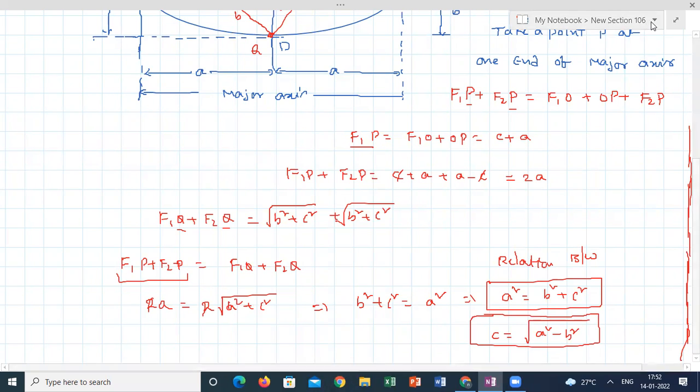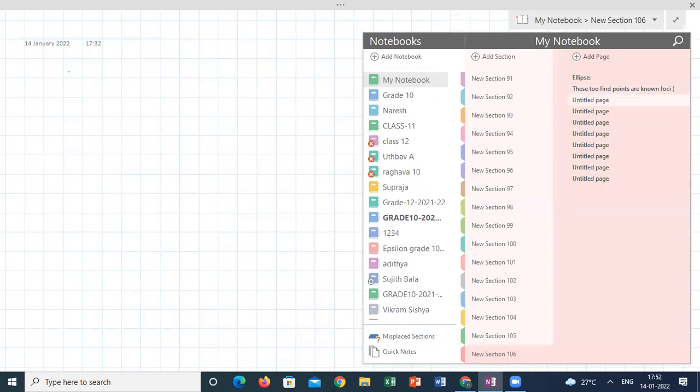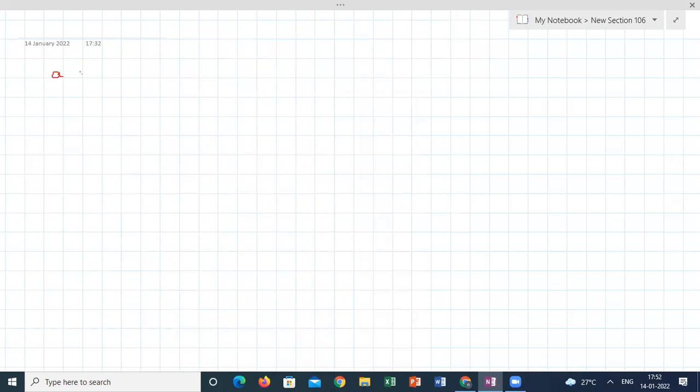Special case: a circle is a particular case of an ellipse. How can we discuss this? Sir, if A equals C. Super. A is equal to C, or A is equal to B? Sir, A is equal to B. If A is equal to B, what will happen?